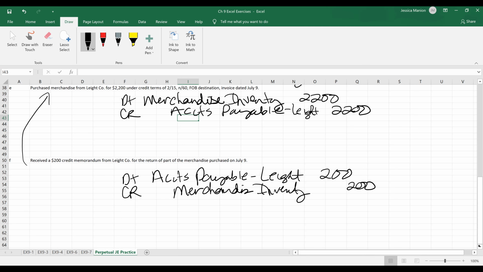200. Okay. So, again, you think about it: we owed Light 2,200. We just returned 200 worth of goods. Now we only owe them 2,000, right? That is how that will work.